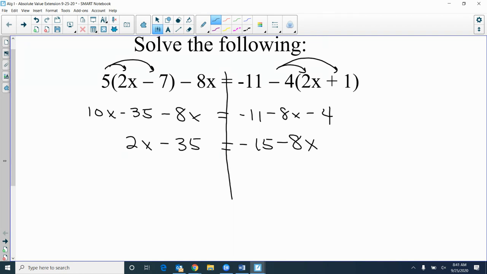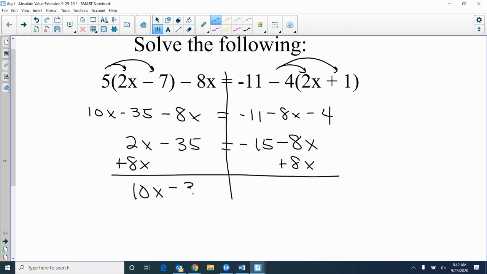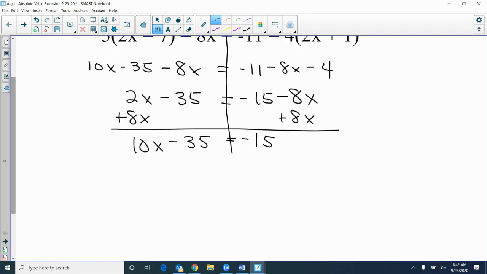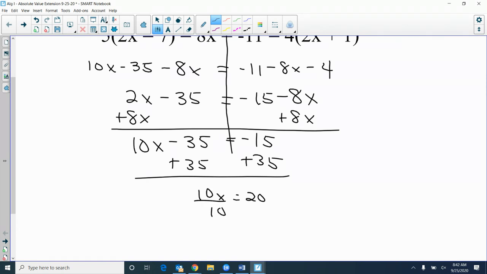Add the 8x. It has an x with it, right? 8x. So now I get 10x. 2 plus 8 is 10x minus 35 equals -15. Grant? Add 35 to both sides. Add 35, add 35. And 10x equals 20, divided by 10, and x equals 2.